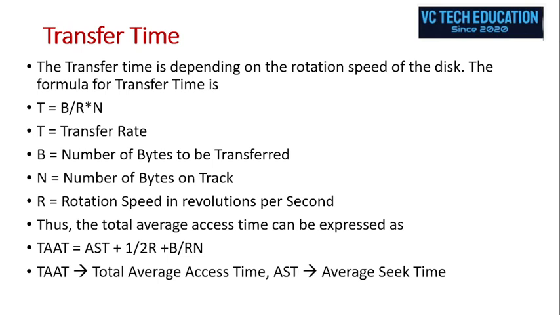Thus, the total average access time can be expressed as AST = average seek time + 1/(2r) + b/(rN). Here r stands for the rotation speed in revolutions per second, and N stands for the number of bytes on the track. So AST stands for the total average access time. This is all about the transfer time.